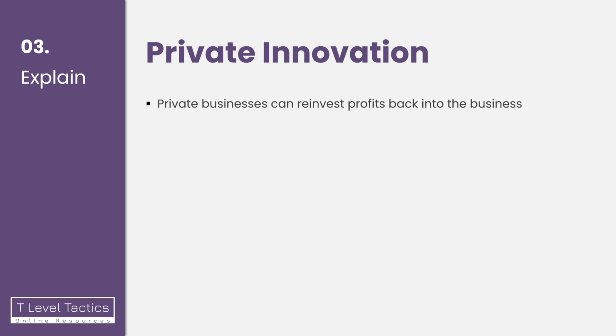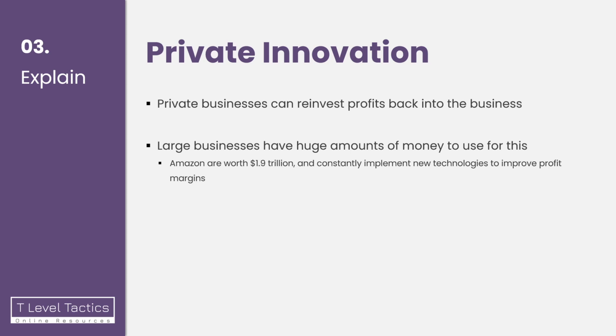Private businesses can take profits, but they can also reinvest them back into the business. And large businesses are going to have huge amounts of money to use for this. Let's look at an example. Amazon are worth $1.9 trillion as of this recording and constantly implement new technologies to improve their profit margins. Things like robotics, things like automated systems.